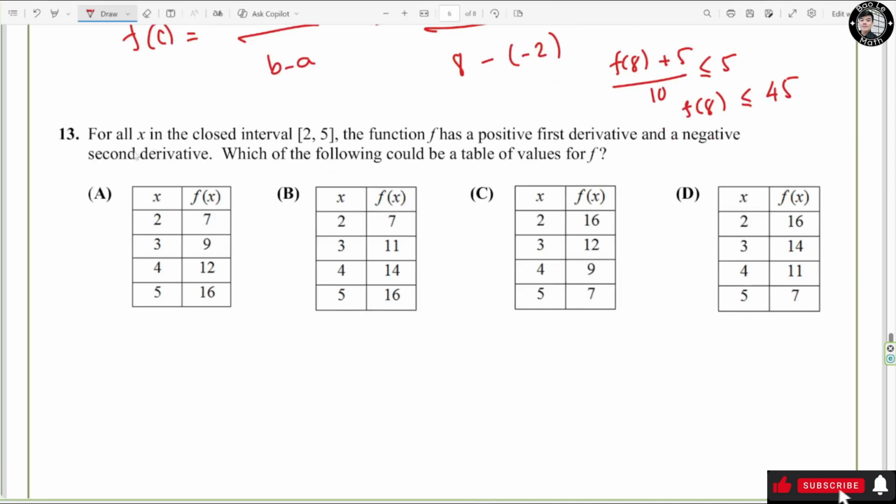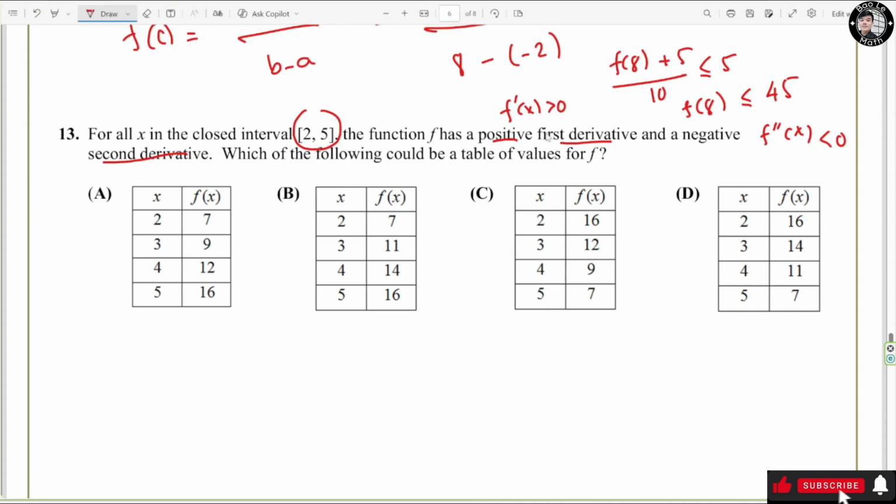Now let's move on to question 13. For all values of s in the closed interval 2 to 5, the function f has a positive first derivative and a negative second derivative. Which means f prime of s is greater than 0 and f double prime of s is less than 0. Which of the following could be a table of the function f?